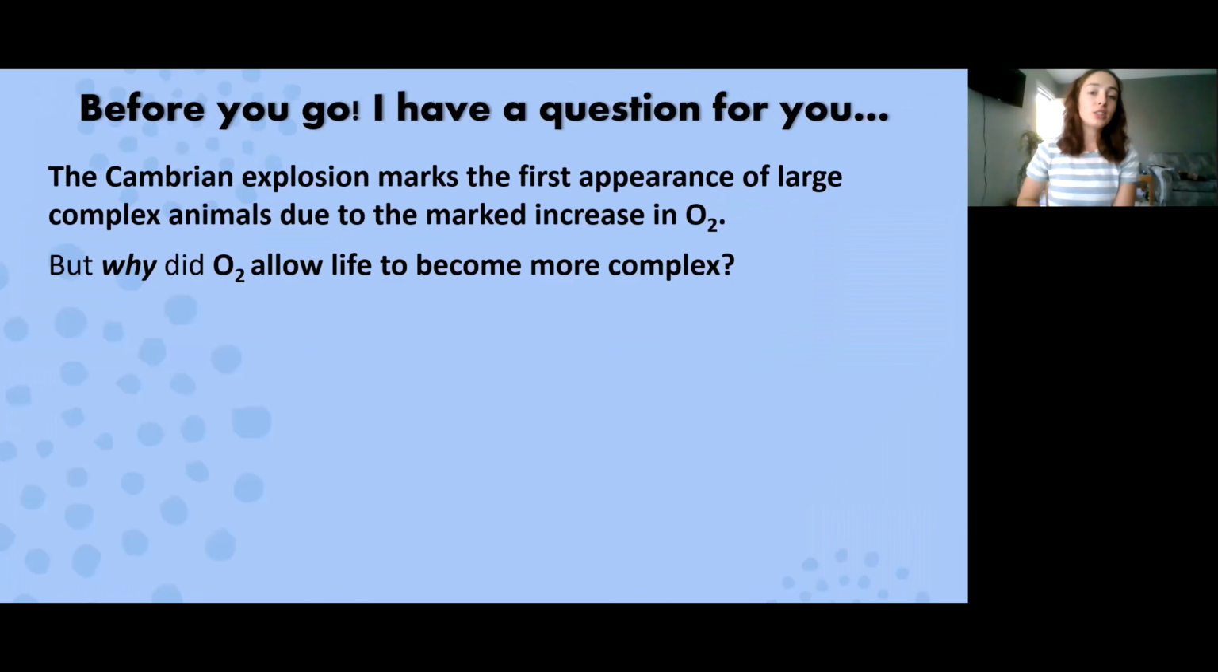So the last thing that I want to leave you with before I let you go is a question for you to think about. We just said that the Cambrian explosion marked the first appearance of large complex animals that could breathe oxygen. My question for you is, why did oxygen allow life to become more complex? Why couldn't it become complex before? And when I say complex, I just mean more cells, more parts, different functions, more complexity of the cell. I mean, we had eukaryotes way before the Cambrian explosion, but up until the Cambrian explosion, prokaryotes were still kind of the kings of Earth. So why was life so simple before the 10% to 100% jump in oxygen?